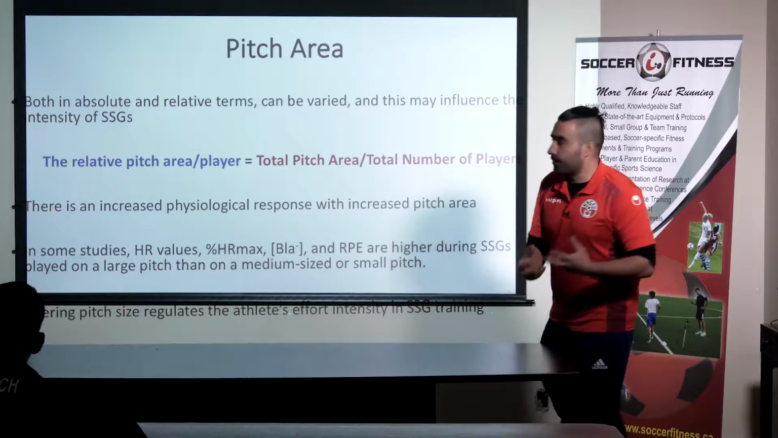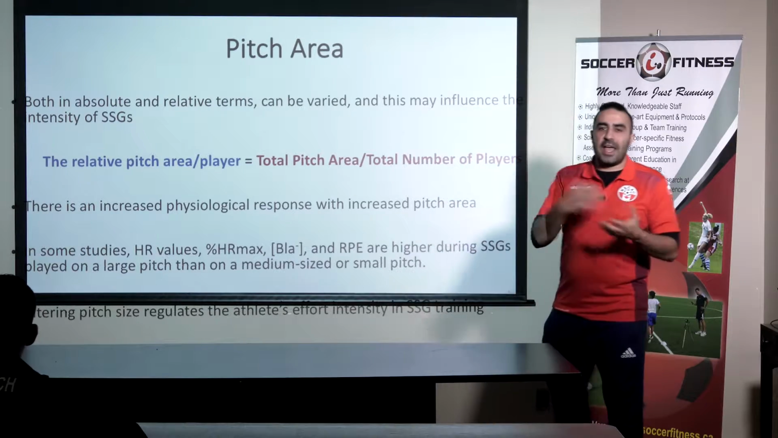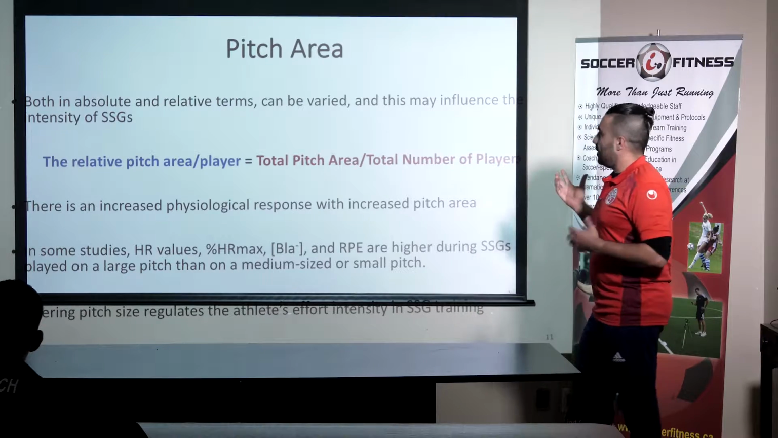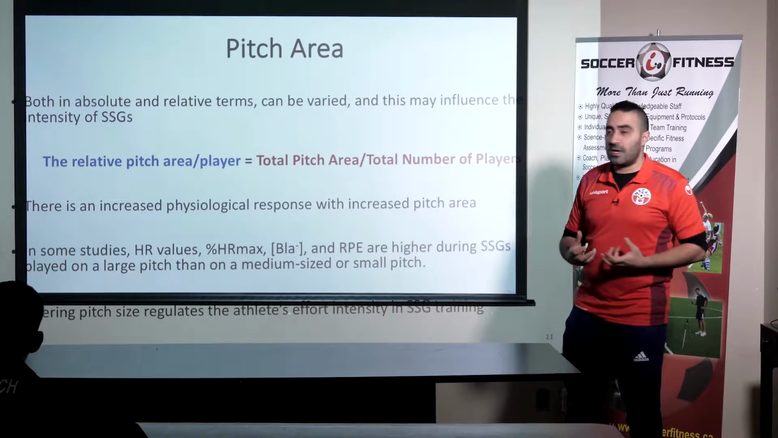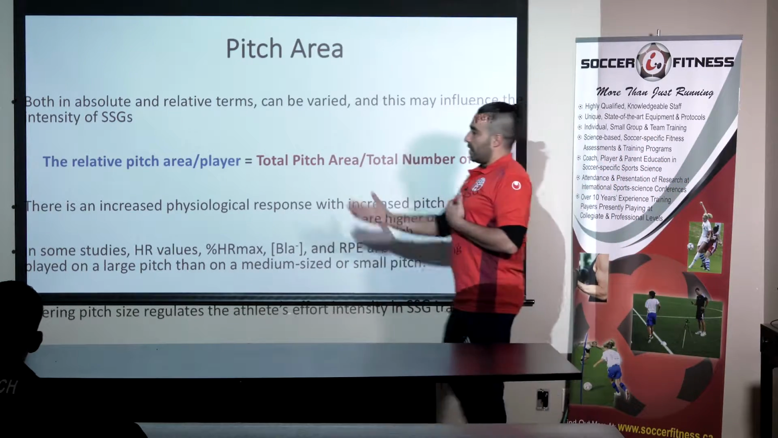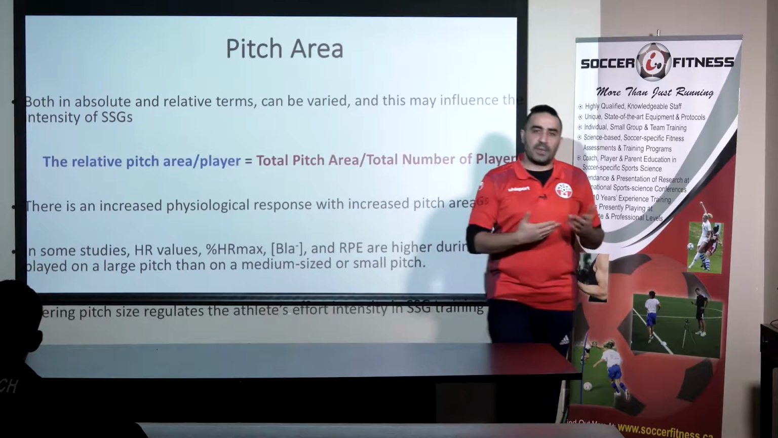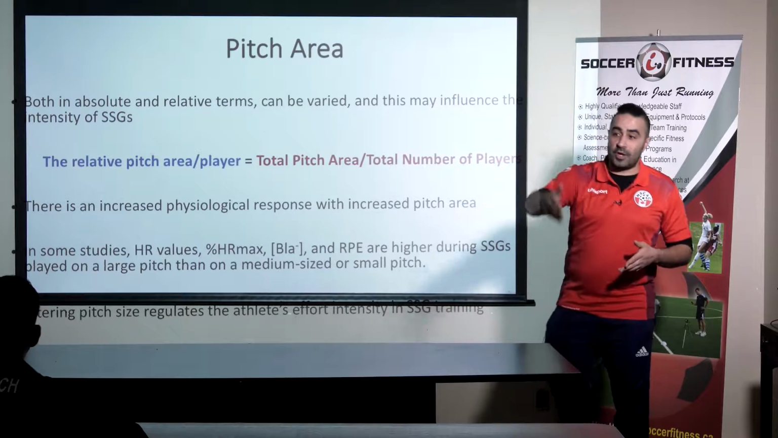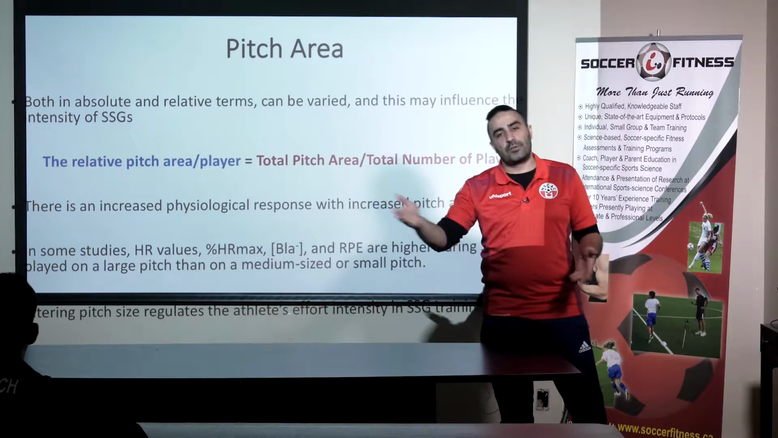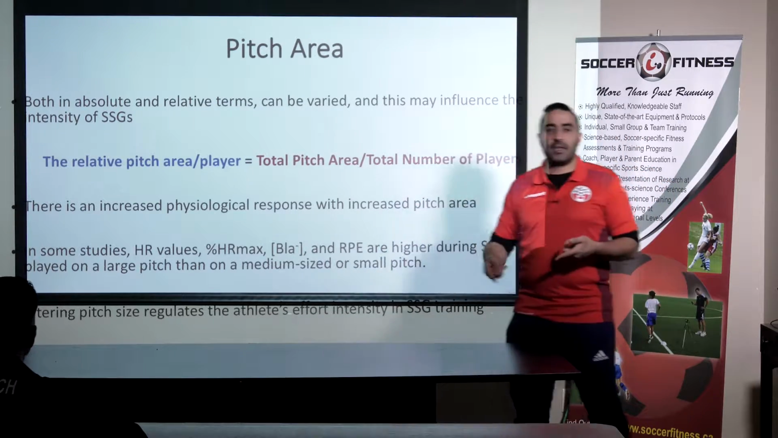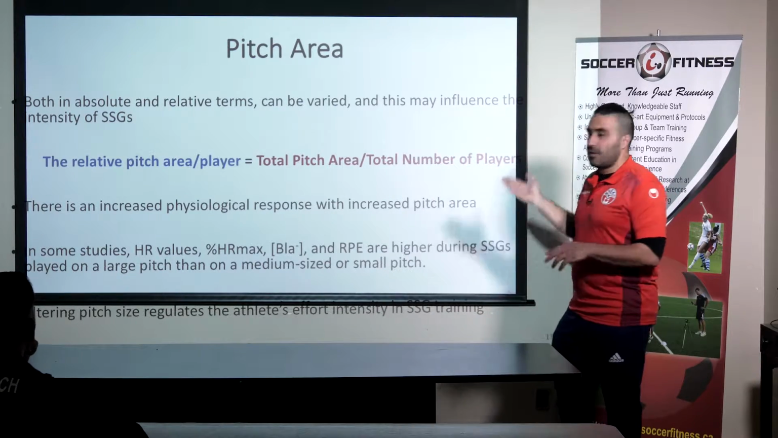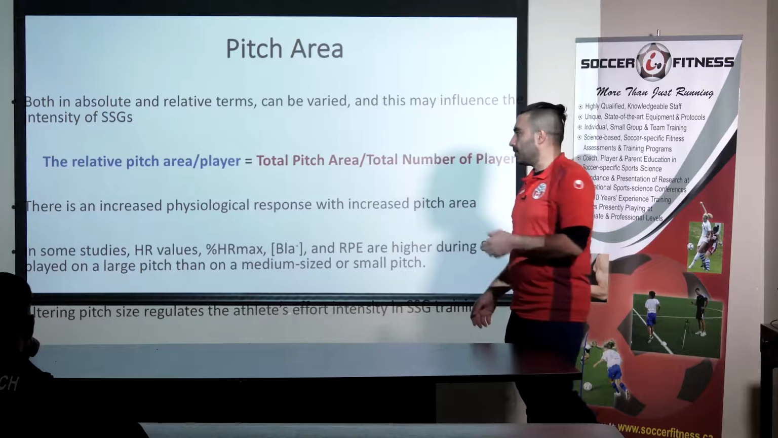So pitch area. Both in absolute and relative terms, pitch area can be varied, and this influences the intensity of small-sided games. I talked about the relative pitch area per player, and that is simply the total pitch area. So when we say 30 by 25, you multiply that together, divided by 4v4, so that's 8 players, and then you get your per player area.